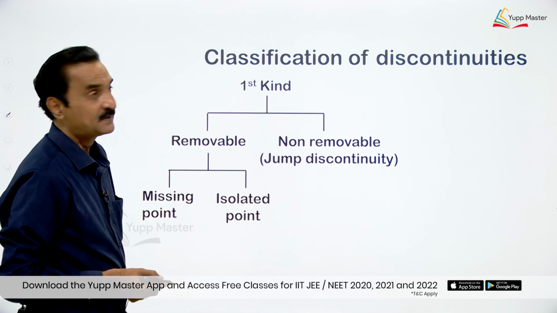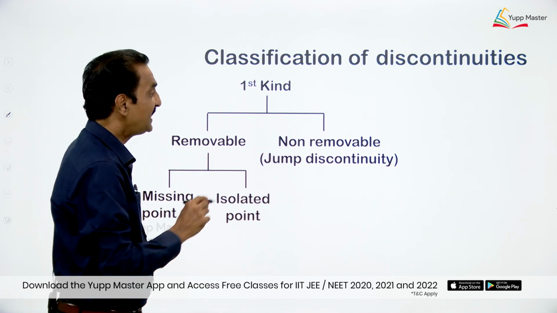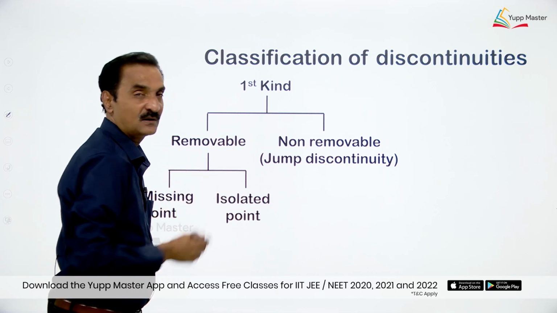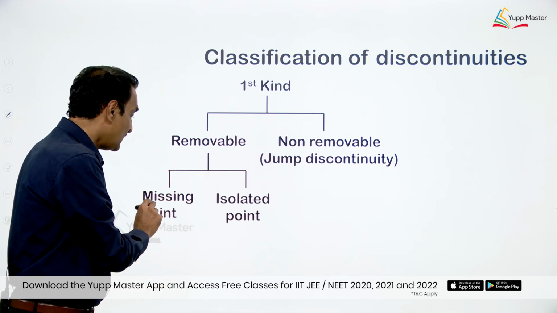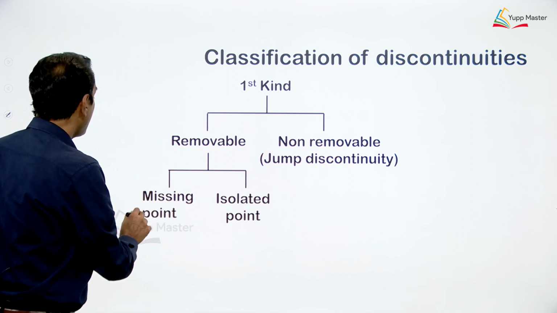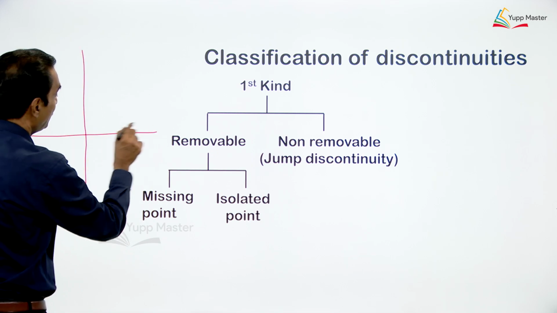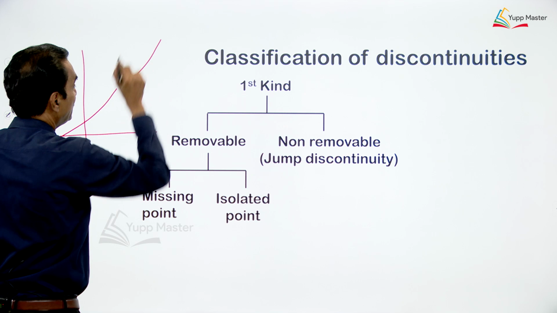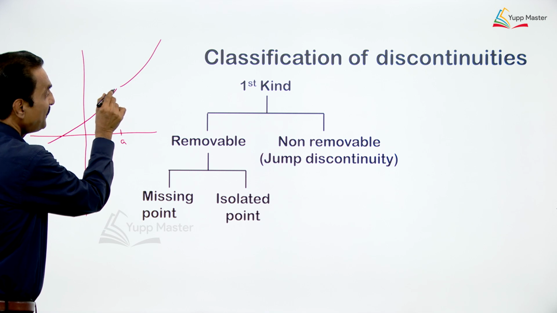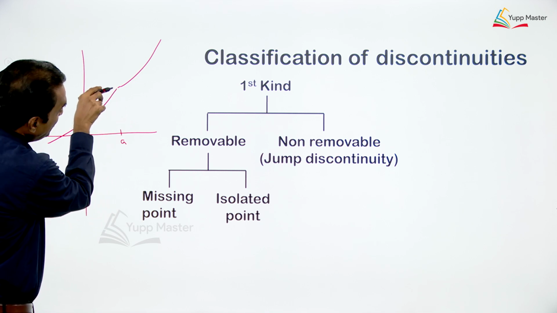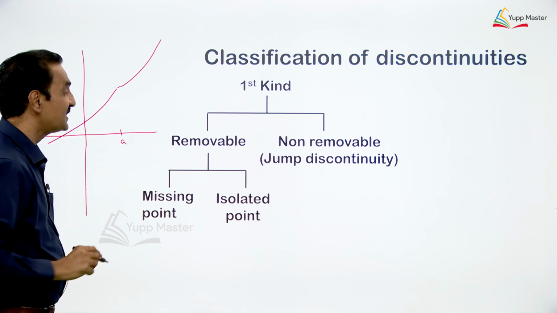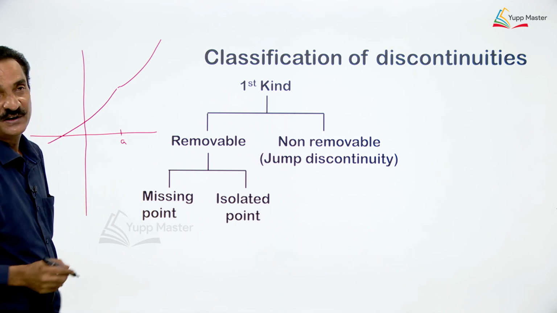There are two kinds of discontinuities, first kind and second kind. In first kind, again two types, removable, non-removable. Again in removable, missing point discontinuity and isolated point discontinuity. So, what is missing point discontinuity? Suppose the graph of a function is like this, at x is equal to a, then one point is missing, so the function is discontinuous at x is equal to a. This kind of discontinuity is called missing point discontinuity.